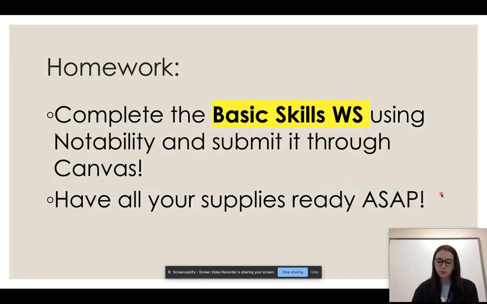As a reminder, I need you to complete the basic skills worksheet. That's a PDF under assignments, and you will complete it by uploading it to Notability, writing out your answers, and resubmitting it. If you're having issues, remember I have a text box, so you'll just have to type them all in. Then make sure you have your supplies ready as soon as possible, preferably next week, when we're doing a lot more labs and you'll be doing a lot of notes.